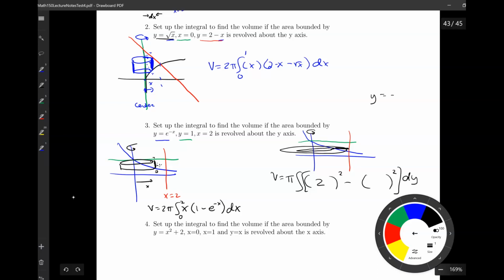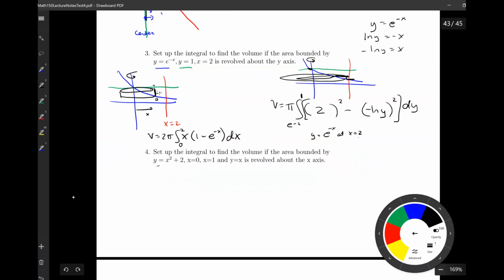So I want to solve y equals e to the negative x for x. So ln of y equals negative x, so negative ln of y is x. So that is what the inside function is. And then I have to figure out where on the y-axis I'm going to be building rectangles from and to. I can see I'm going to end building it at 1, but I have to find out what that y value is, where e to the negative x hits x equals 2. So I'm just going to put x equals 2 into e to the negative x, so I get e to the negative 2.